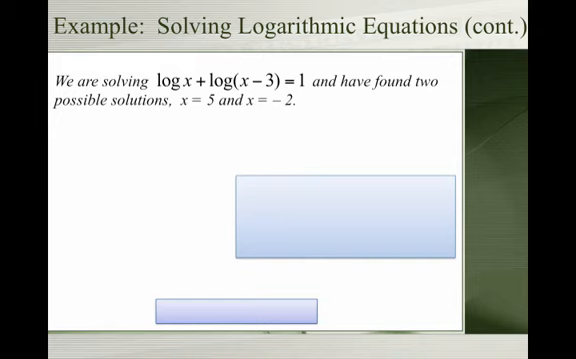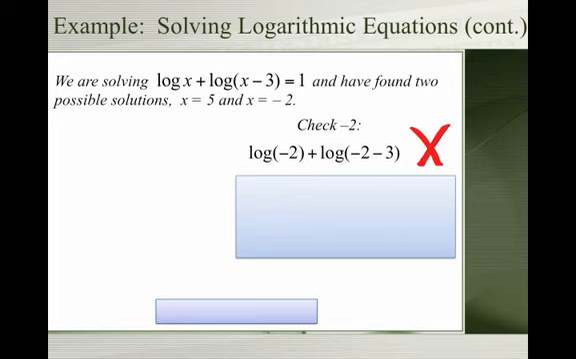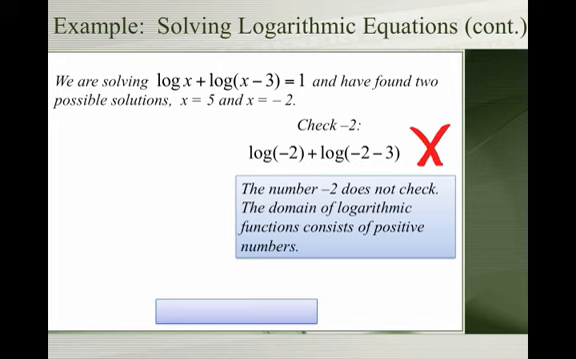All right, so we think we have two answers. Let's plug them back in and see. Let's check negative 2. I plug negative 2 in, and I get log of negative 2 plus log of negative 2 minus 3. Can we have log of a negative number? No, we can't. All right, so the number negative 2 does not check. The domain of a logarithmic function consists only of positive numbers. All right, so we've got to throw negative 2 out.